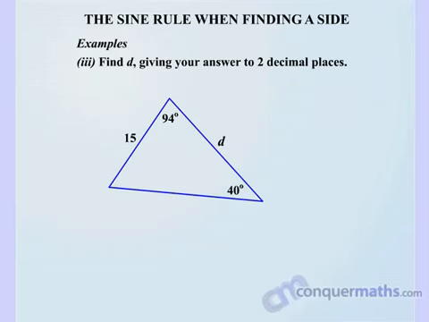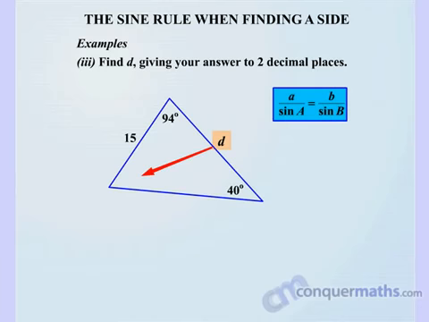Our third and final example, we need to find d, giving your answer to two decimal places. Right, there's our sine rule again. Now d, let's see what that matches up with. Well, it matches up with an angle there that is not marked, is it? We don't know what it is yet. Alright, question mark. We can find it, but we'll need to get back to that. What about anything else? The 15, that matches up with the 40 degrees certainly. So we know that match up for sure.